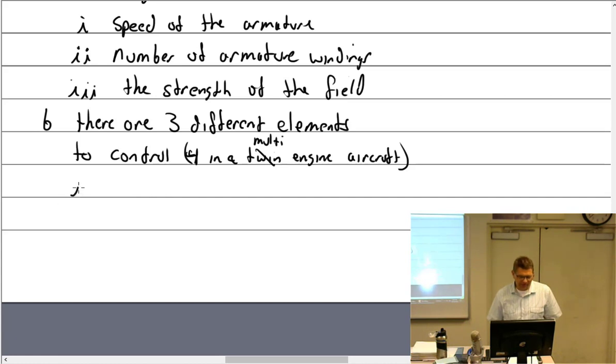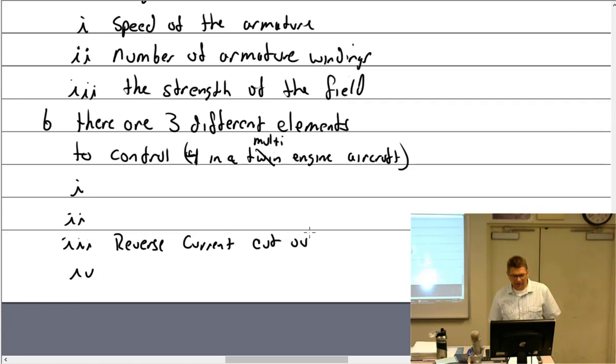What are these elements? 1, 2, 3, and 4. Reverse current cutout. Hey, you got number 3. Give me another one. Voltage. Current. And I'll tell you the 4th. Equalizing.